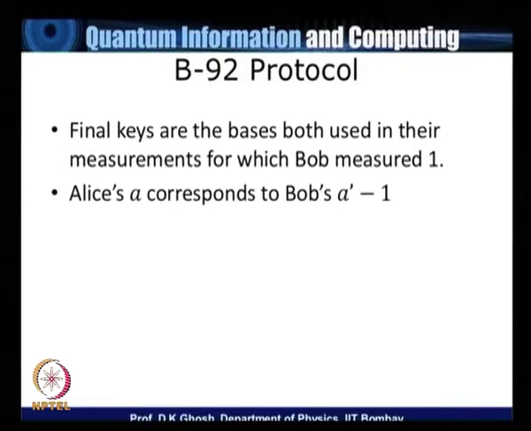In other words, the original bits are not the keys. Alice's A corresponds to Bob's A prime minus 1, and that becomes your secret key. So that is the content of the B92 protocol.